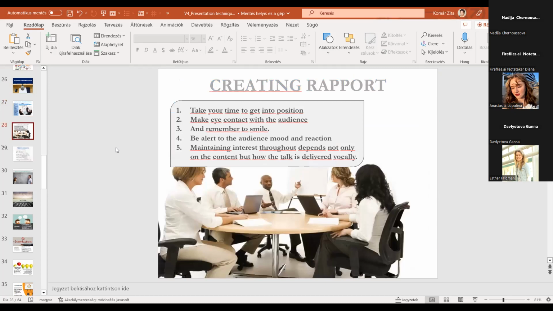Also, creating rapport with the audience is connected to this, because you can only create rapport if you can check the eyes of the people you're talking to, nonverbal communication. So if we want to create a good atmosphere, we can always use our facial expressions, but these only work if we see the faces of the people.